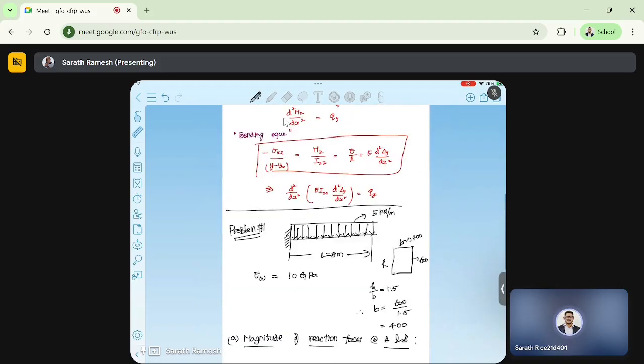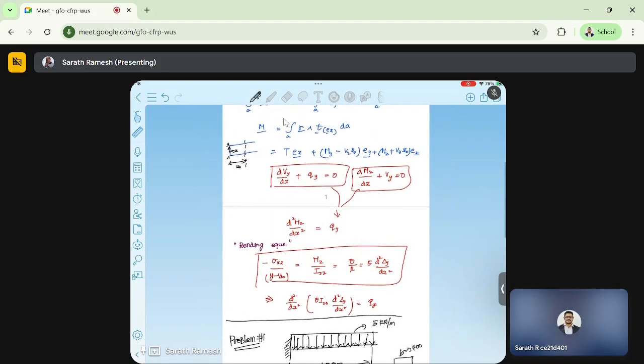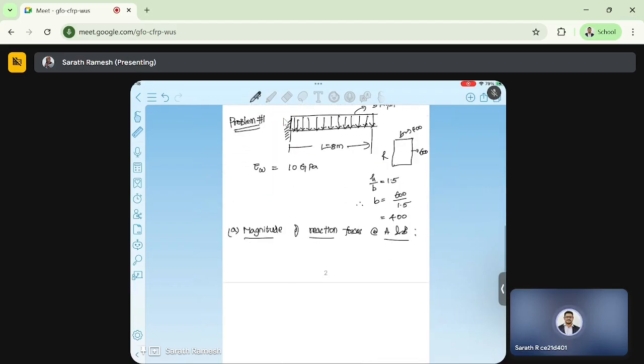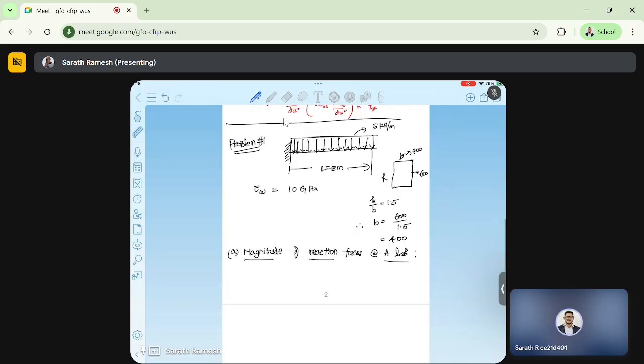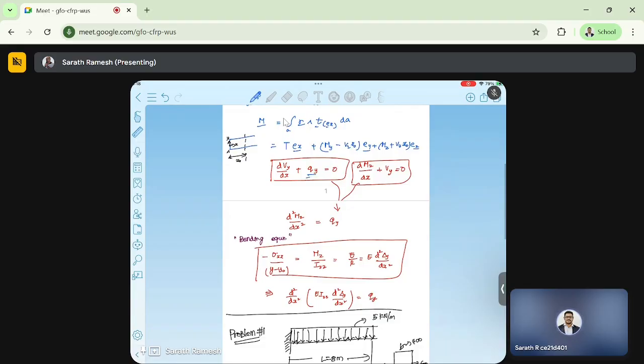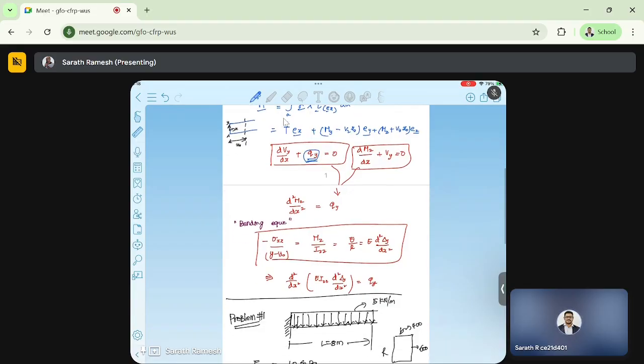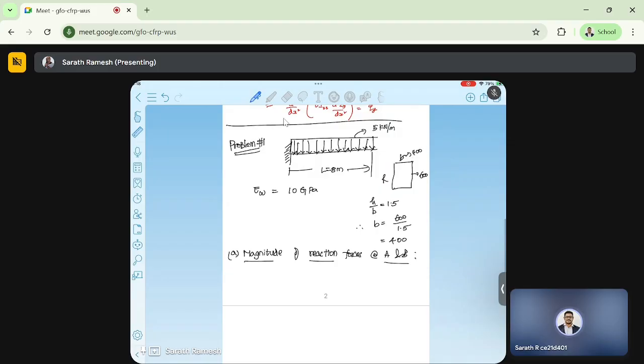We'll start with the equilibrium equations. First thing we need to understand is what Qy is for our question. The loading. So this is Qy. In our question, Qy is equal to minus 5 kilonewton per meter. So the Qy value is a constant. It's the same everywhere.